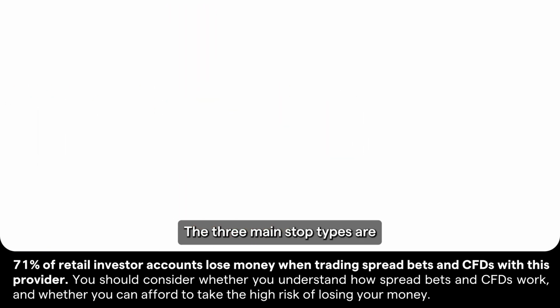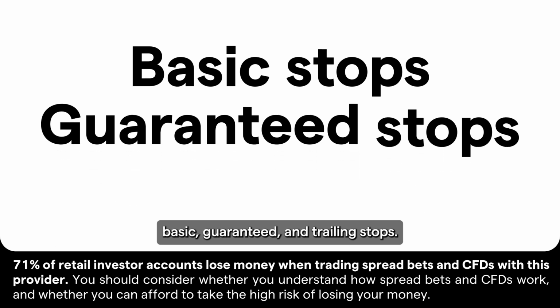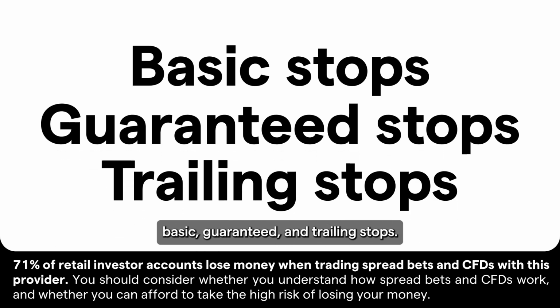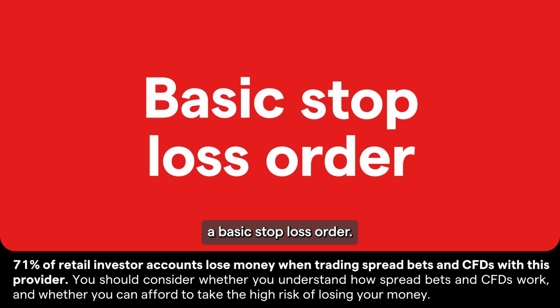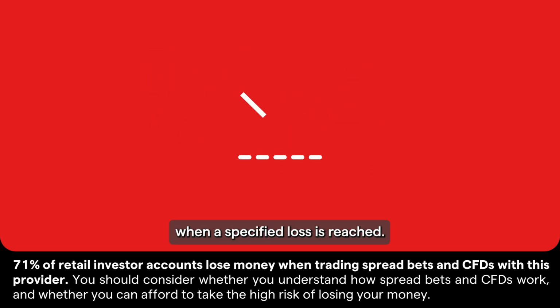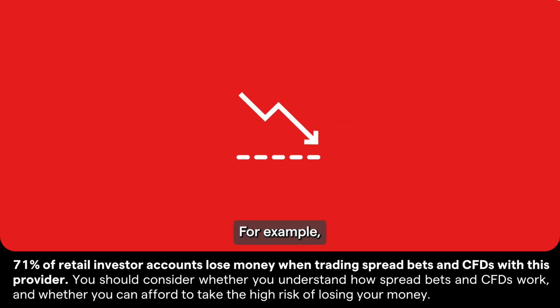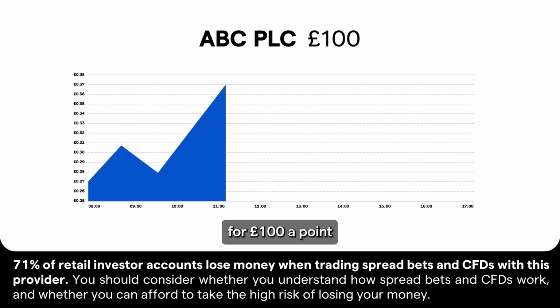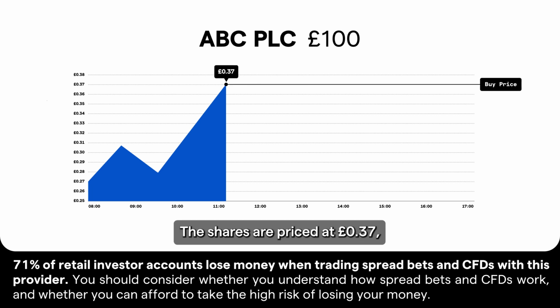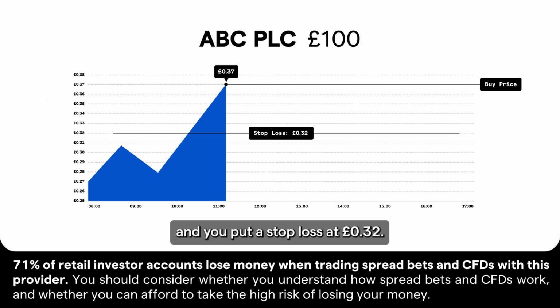The three main stop types are basic, guaranteed, and trailing stops. The most widely used is a basic stop-loss order. This closes out a trade when a specified loss is reached. For example, let's say you open a long position for £100 a point on shares of ABC plc. The shares are priced at 37 pence, and you put a stop loss at 32 pence.